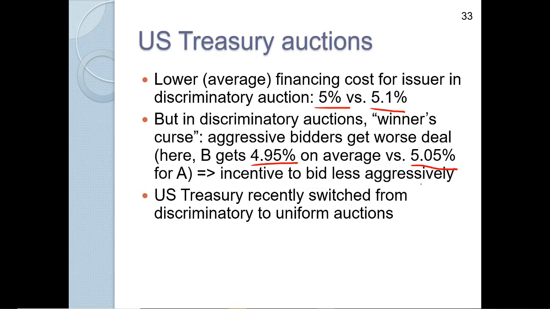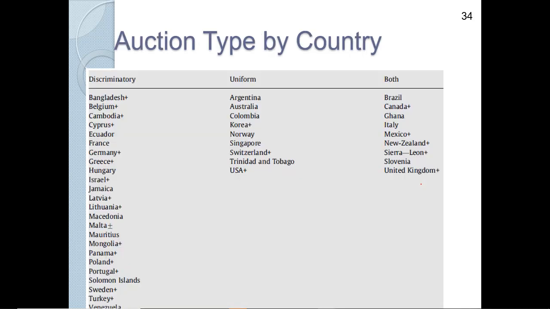Finally, the US Treasury decided to change the auctions from discriminatory to uniform to avoid this type of problem. Finally, here we have a list of the auctions by country. Here we have Mexico. Mexico has both types of auctions, the uniform and discriminatory. We see that the uniform is the less popular and the discriminatory is the more popular type of auction.